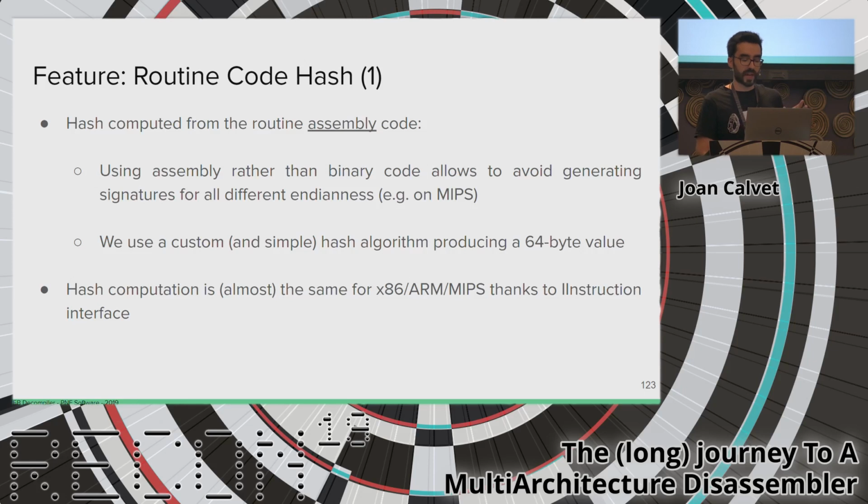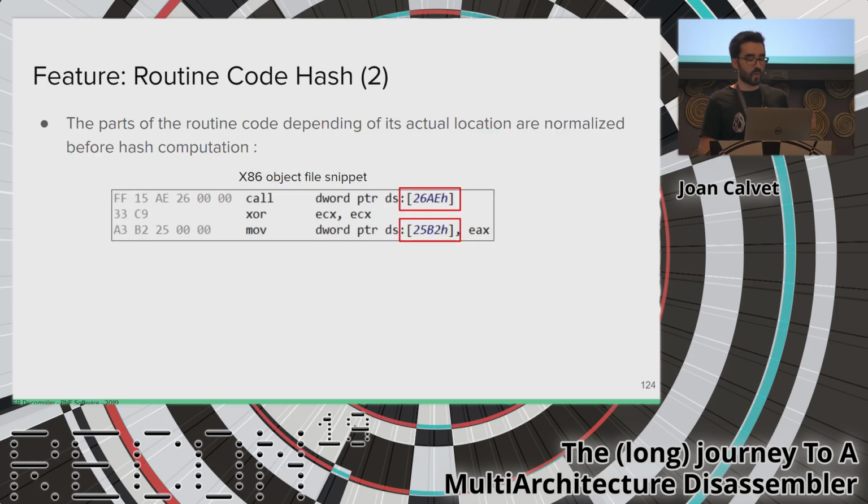Note that the algorithm is almost the same on all architectures because it processes the parsed assembly instructions under the generic instruction interface. One tricky part of the hash computation is that we have to abstract away the parts of the instructions that rely on their actual location in memory, such that the same routine mapped at a different location will yield the same hash. So here is an example from an x86 object file.